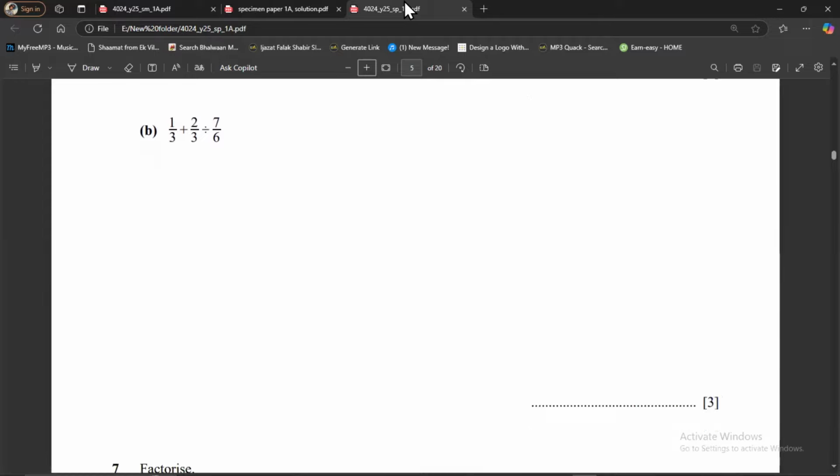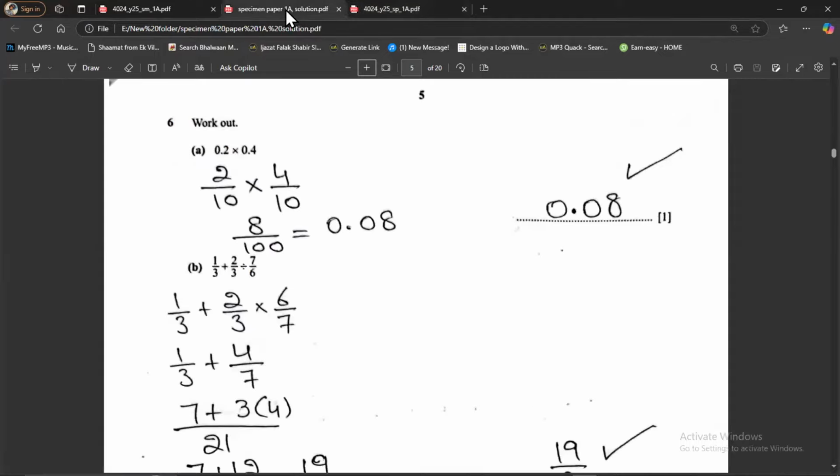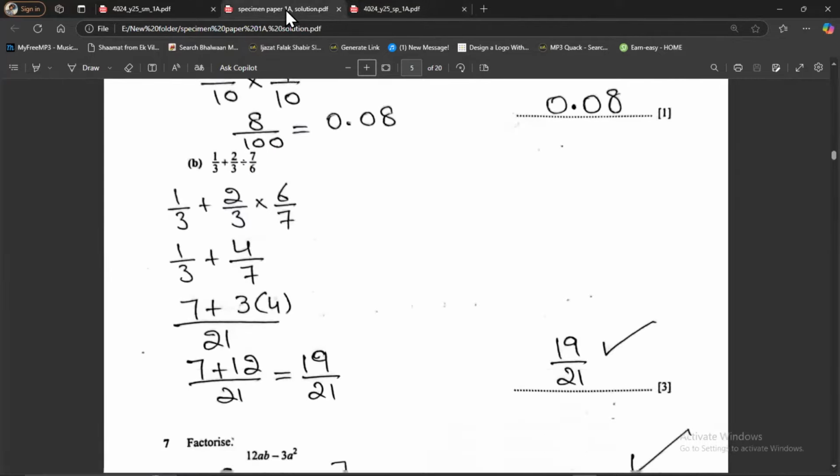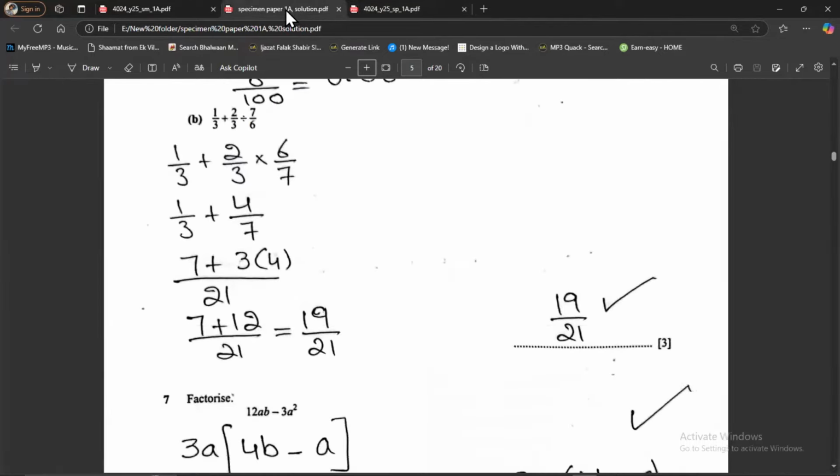Okay, so we are going to the question number 6, and it's B part, a 3 marks question. 1 by 3 plus 2 by 3 divide 7 by 6. So first of all, we have to do with this division, and I will convert that divide sign into multiplication sign. And you know, when you do this, the fraction which is after the divide sign, that reciprocate. So 1 by 3 plus 2 by 3 multiply 6 by 7. So it becomes 3 1s are 3, 2 2s are 4, 4 by 7.